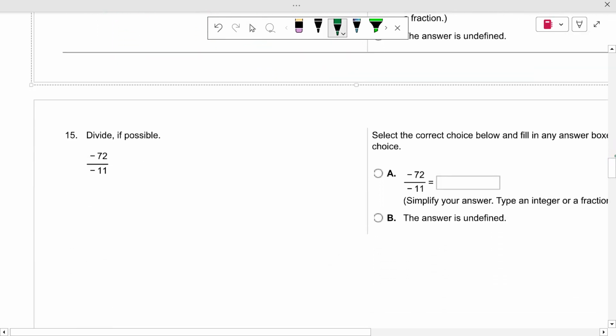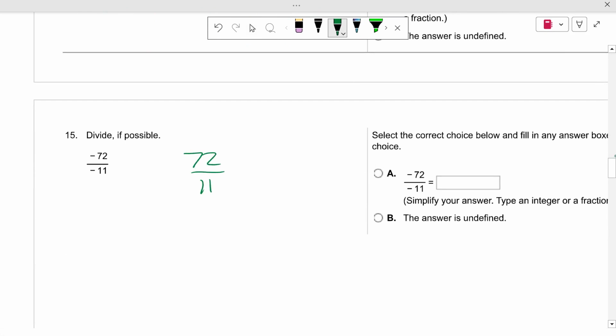Dividing this one. Does anything go into these? No, so it's just 72 over 11, and you stop there. Okay? Because there's nothing, you just divide, get rid of the negatives.